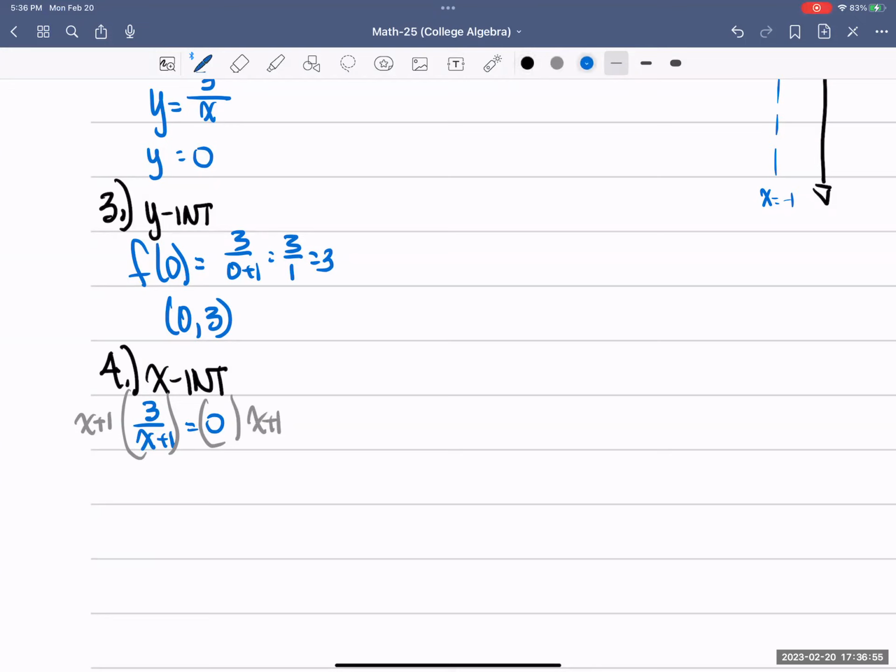So we end up with those two divide out. 3 is equal to 0 times x plus 1, which is still going to be 0. 3 does not equal 0, so we have no solution here. So no solution for the x-intercept. And because we have no solution for the x-intercept, that means we have no x-intercept.